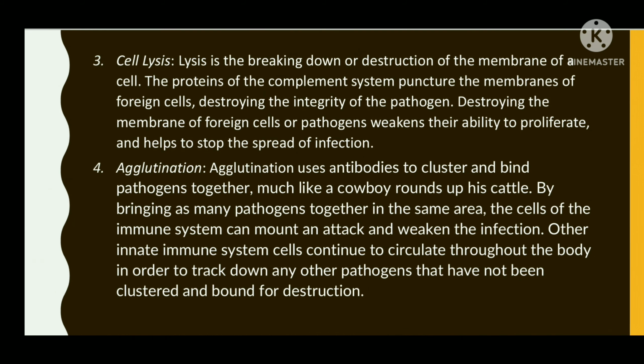Cell lysis. Lysis is the breaking down or destruction of the membrane of a cell. So basically it acts to weaken the pathogens and their ability to proliferate and helps to stop the spread of infection. Then agglutination uses antibodies to cluster and bind pathogens together, much like a cowboy rounds up his cattle. But when some are not binding together, some are not clustering together, the innate immunity then continues to attack other foreign cells throughout the body by the blood circulation system.